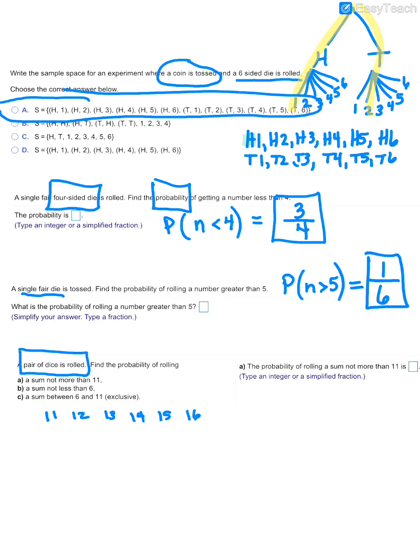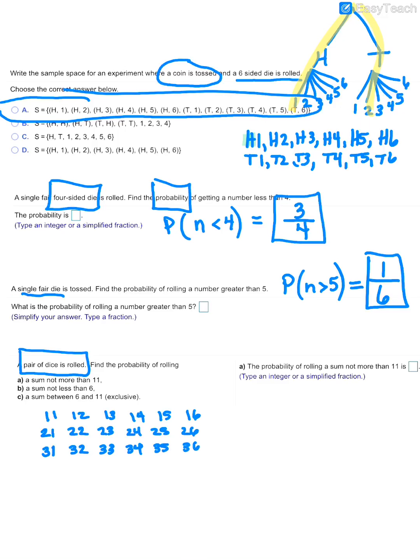And then I could say, well, the first die could also be a 2, but then the second die could be a 1, a 2, a 3, a 4, 5, or 6. All right, the first die could be a 3, followed by the second die, which is either going to be a 1, 2, 3, 4, 5, or 6.